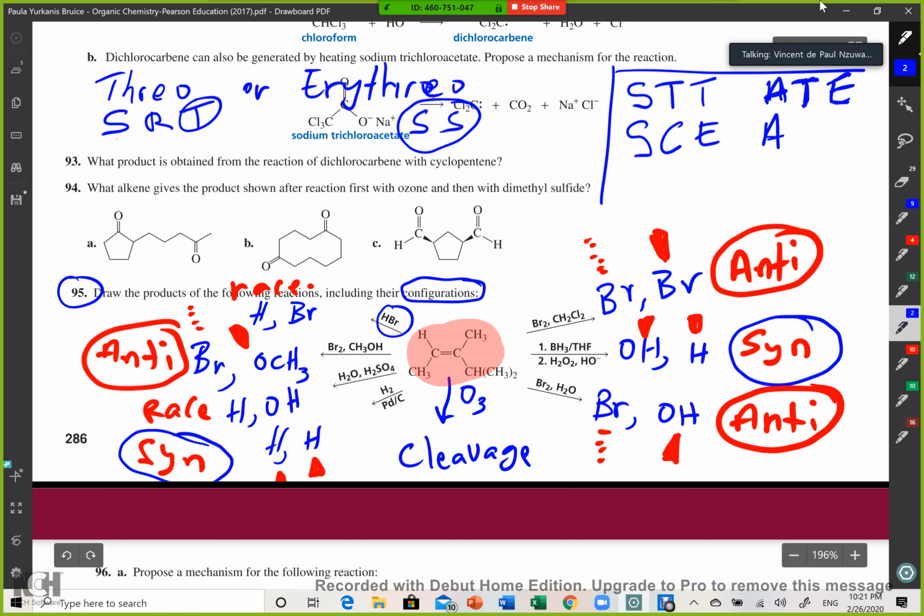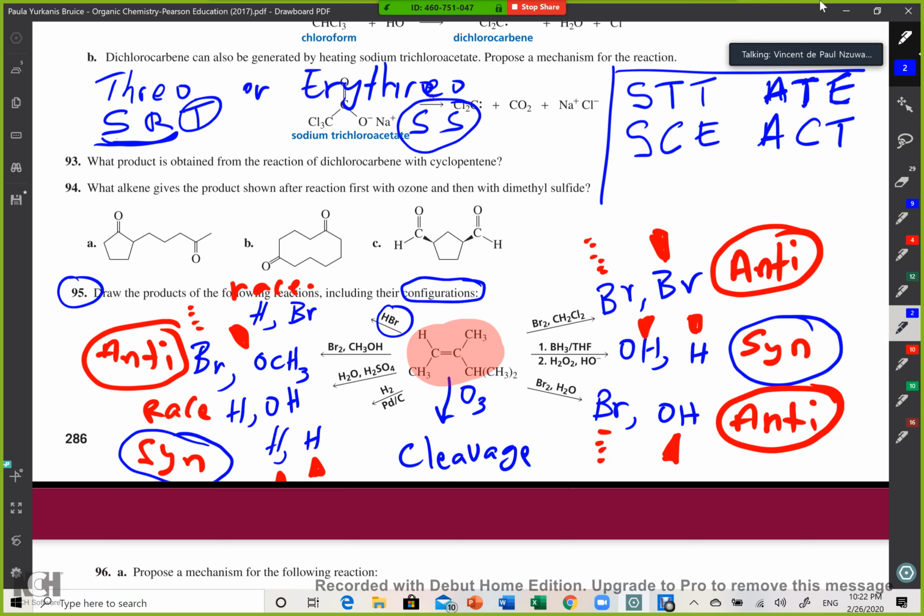If your product is a result of an anti-addition, but your starting material is cis, then your product will be threo. And threo means there will be RS or SR. That's the meaning of threo. Are we good up to this point?